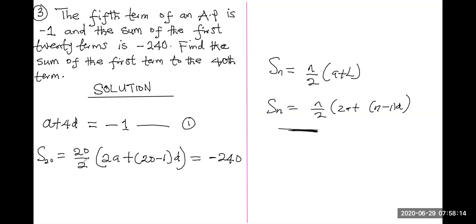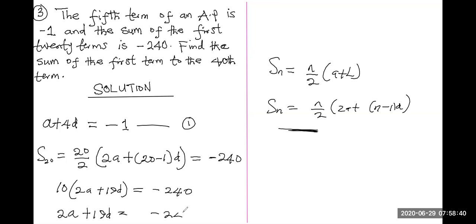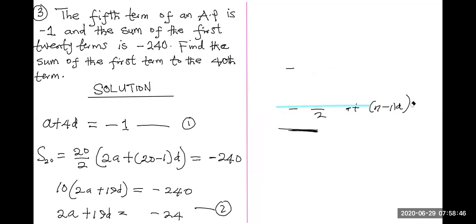When you simplify this, 20 divided by 2 gives us 10, and next we have 2a + 19d = -240. Dividing both sides by 10, we now have 2a + 19d = -24. This will be our equation 2. So now we have equation 1 and equation 2. We can go ahead and use the substitution method, as the elimination method will not be straightforward, so we solve simultaneously.